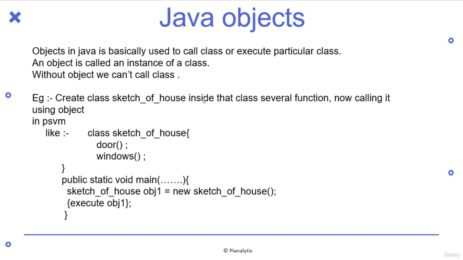For the previous example, as I told you, the class sketch of house, door and windows are some methods, or we can say functions, inside this. So this is the main method. If you know Java, public static void main is the default method to execute any program in Java. Without this, you cannot start or execute the program. For that sketch of house, I created this object obj. You can see obj1 new like this, and execute that object. We are going to see further details about Java objects.